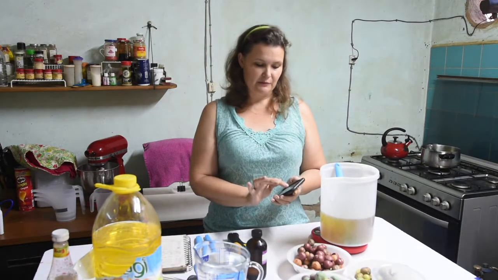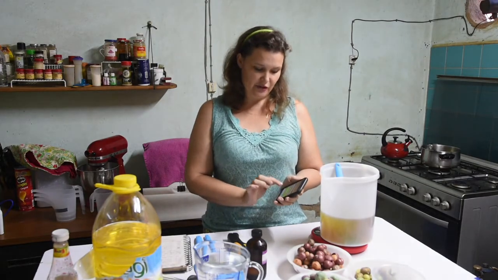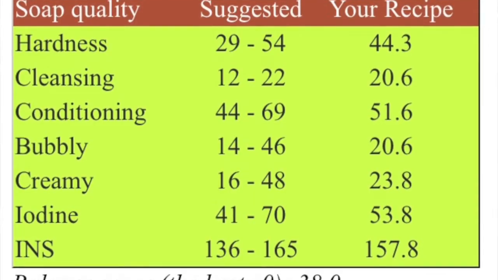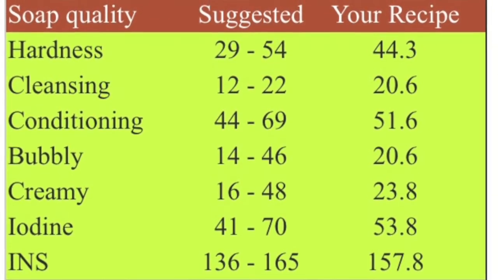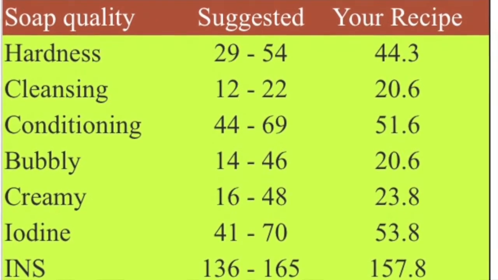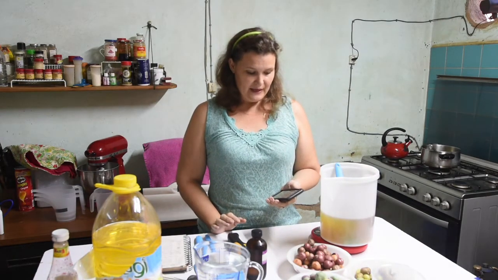And after you plug in all your oils and butters, you hit result to see what the results look like. And it'll tell you if it's going to be a hard soap, a cleansing soap, a conditioning soap, a bubbly soap, and a creamy soap. And it has a scale, and it'll fall within a certain category in that scale. And you'll see if your soap is one that's going to be effective. So that's a really good tool to use.